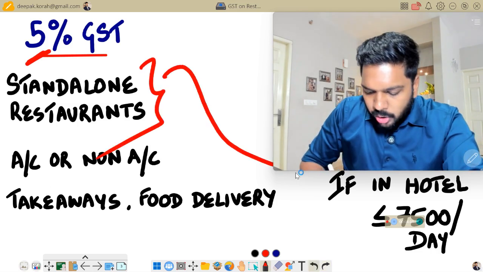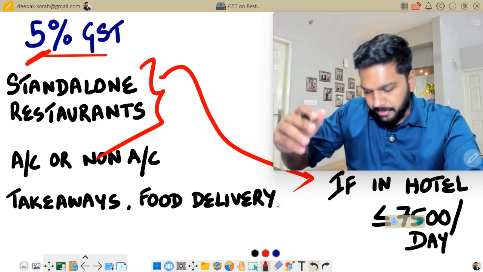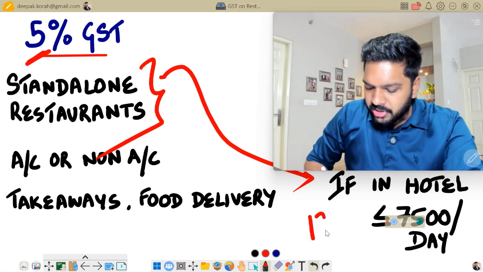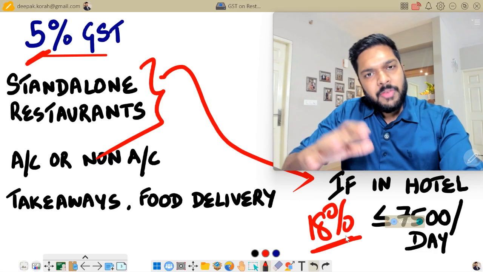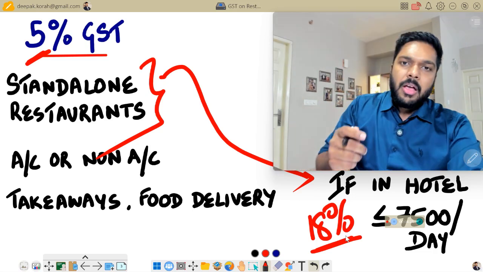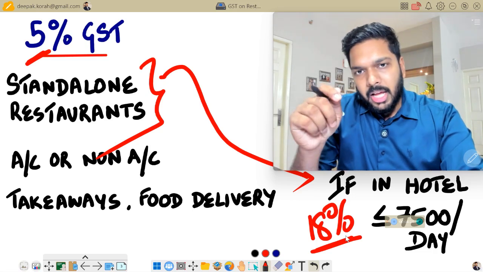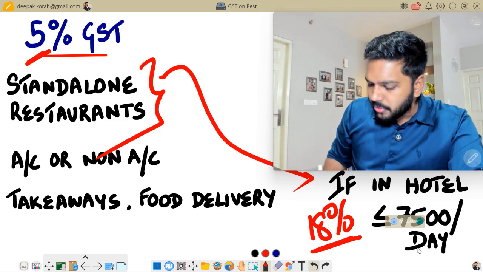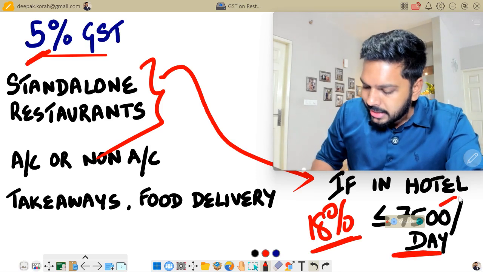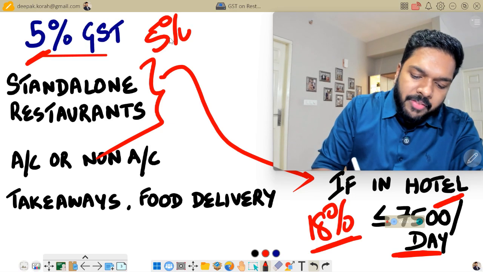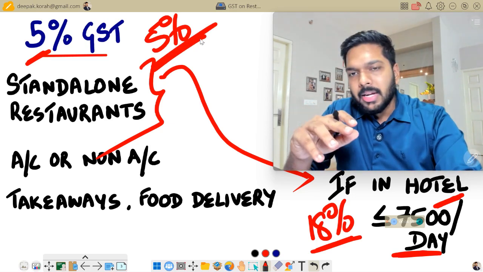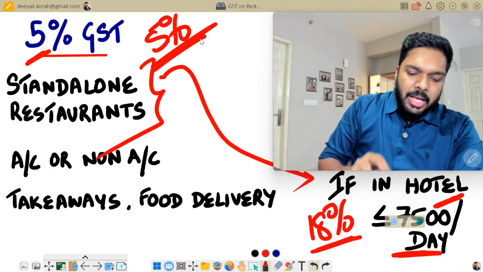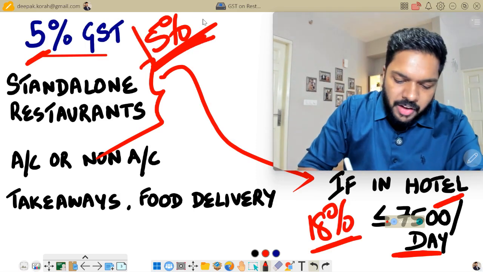But if a restaurant is connected to a hotel and the hotel is charging rent of more than 7,500 rupees a day, then 18% GST will apply. So if the restaurant is part of a hotel and you're walking into the restaurant and getting a bill, and it's 18%, the rent of the room should exceed 7,500. If the rent of the room of the hotel per day is not exceeding 7,500, then a 5% GST should be levied by the restaurant. So if the tariff per day of the hotel is not exceeding 7,500, then the restaurant, which is part of the hotel, can only charge 5% GST, otherwise 18%.